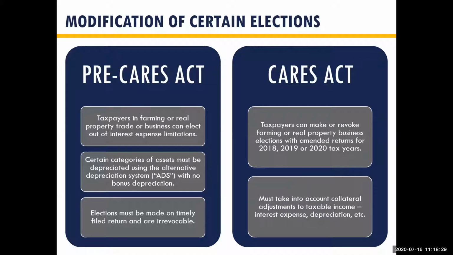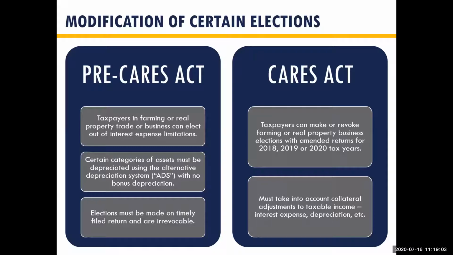The other thing that the IRS is allowing us to do is to modify some elections that we may have made related to the interest expense rules. Specifically, taxpayers in farming and real estate businesses did and do have an opportunity to elect out of the interest expense limits. What that means is that they can fully deduct their interest expense. They don't need to worry about how much adjusted taxable income they have. They can fully deduct those amounts, but the trade-off is certain classes of assets need to be depreciated using the ADS, or the alternative depreciation system.